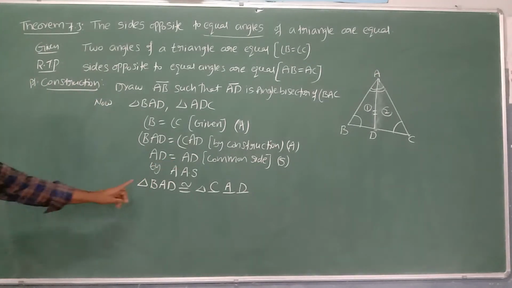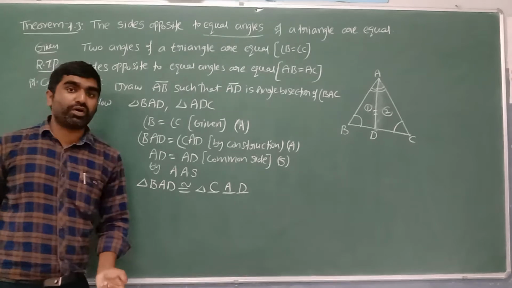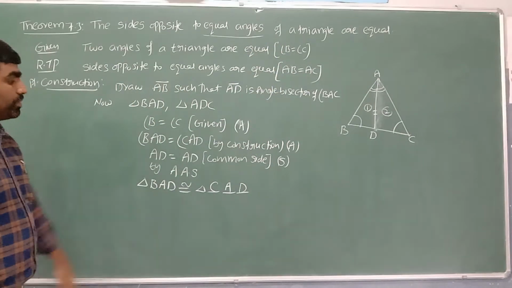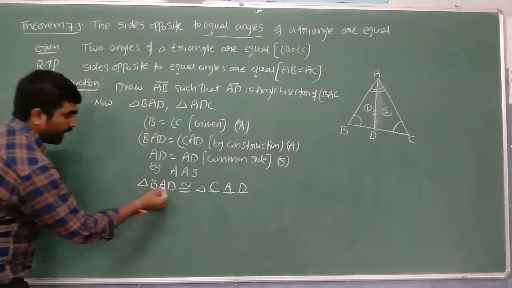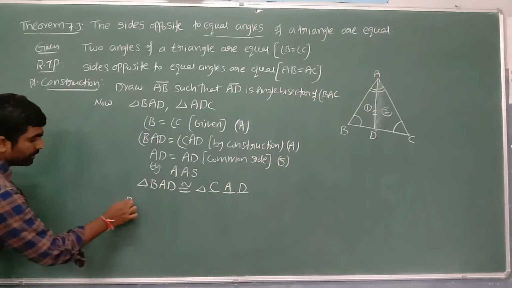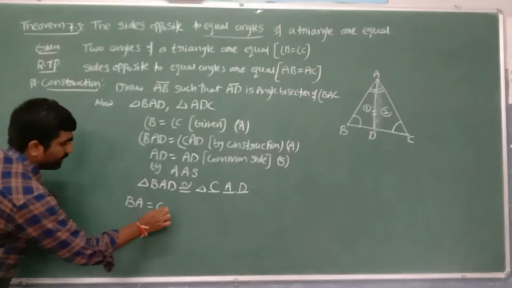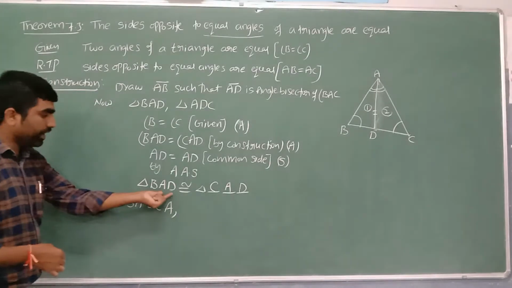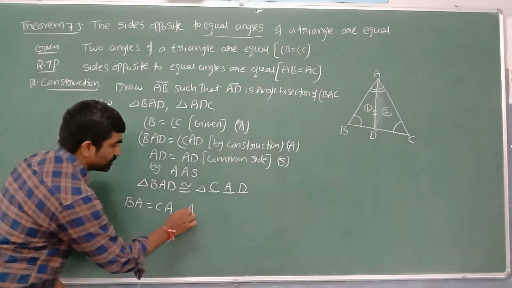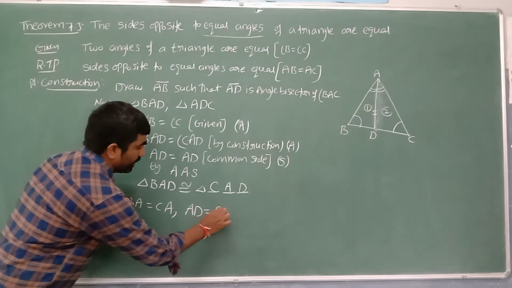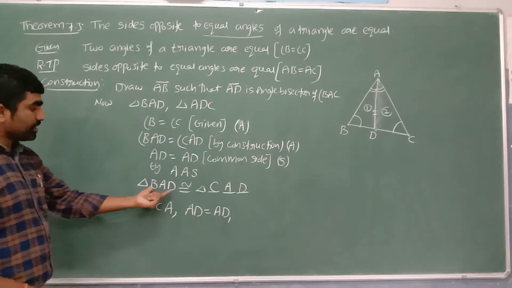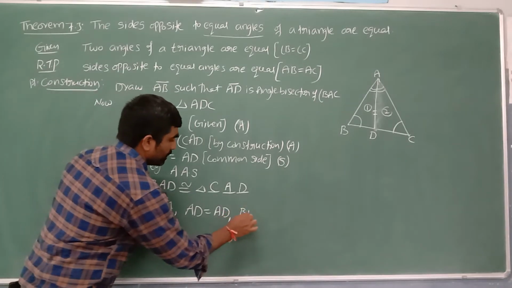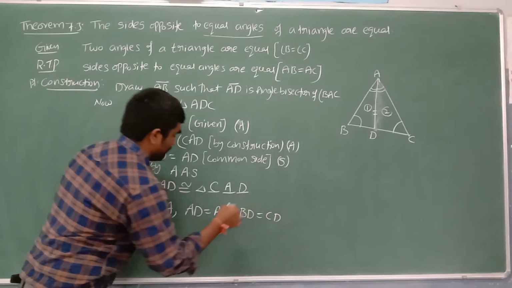Yes, once they are congruent, corresponding sides are equal, corresponding angles are equal. Here I want to prove sides are equal. Let me go with corresponding sides. How can those corresponding sides come? BA is equal to CA, first two alphabets. AD is equal to AD, last two. More, I can see first last: BD equal to CD.